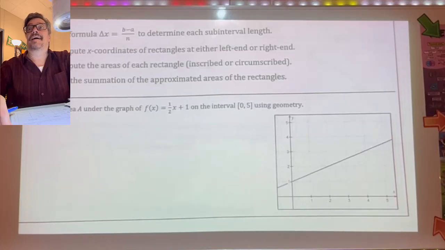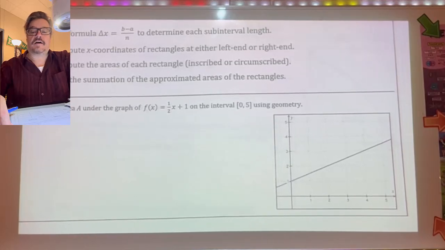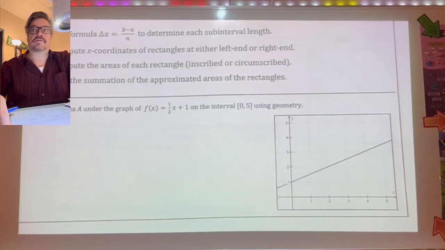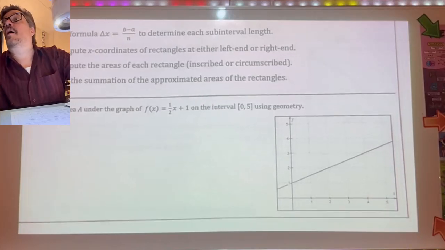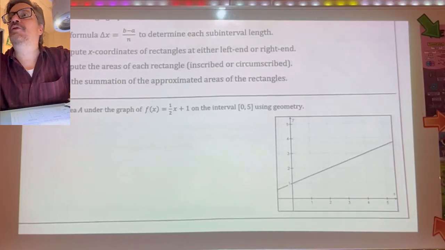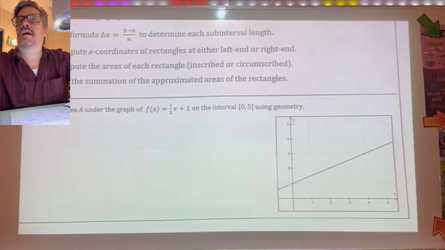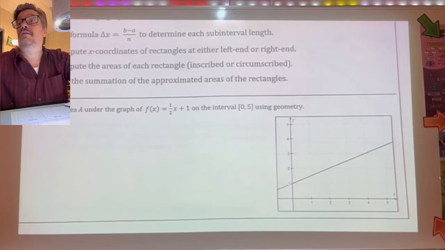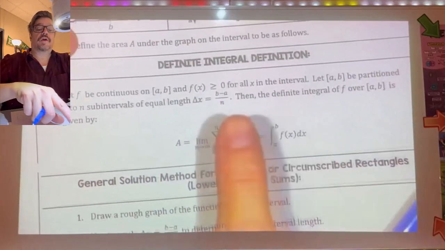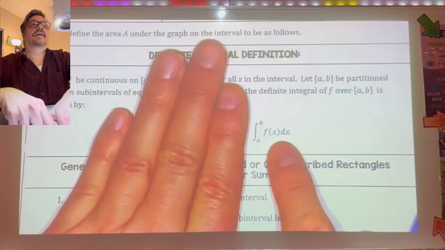For example, if you're doing this, why would you do rectangles if you can do a triangle? You know what I mean? Yeah, in fact, you wouldn't have to. Why would you do it if you have straight lines? You wouldn't have to. You'd find the areas, right? Add them up.